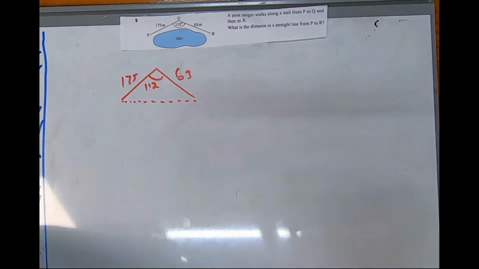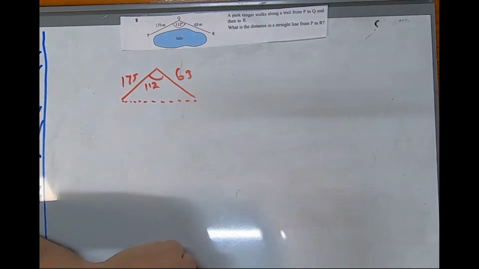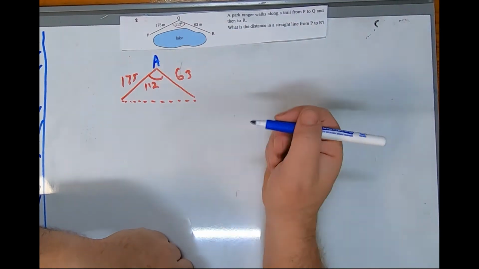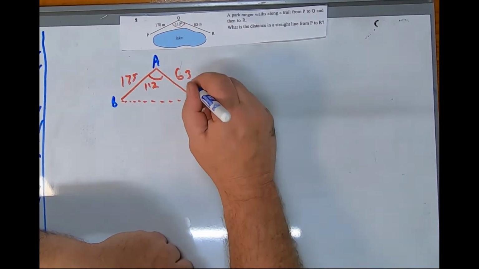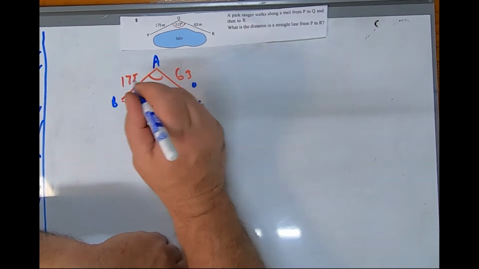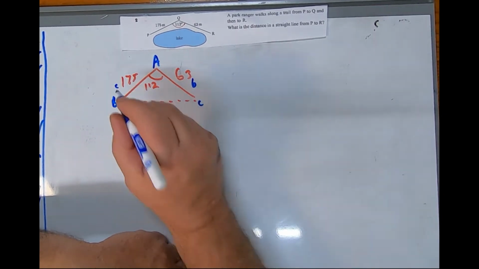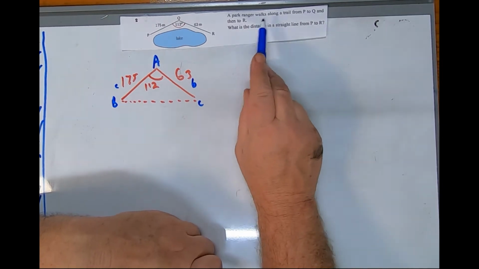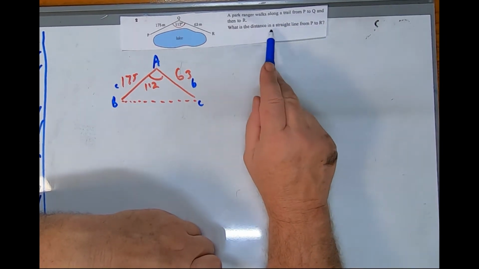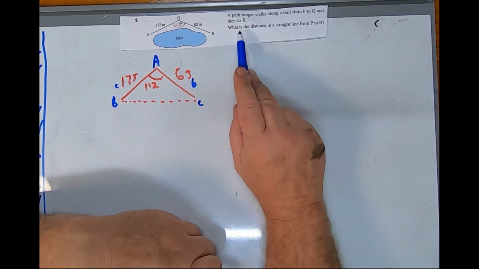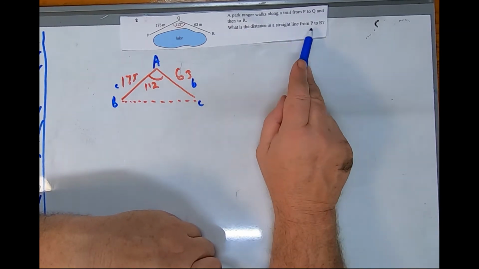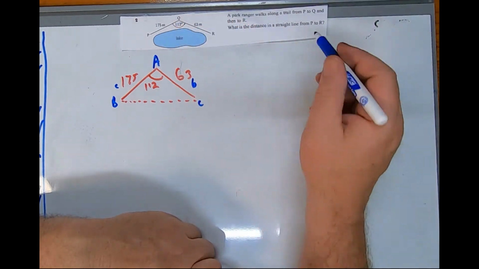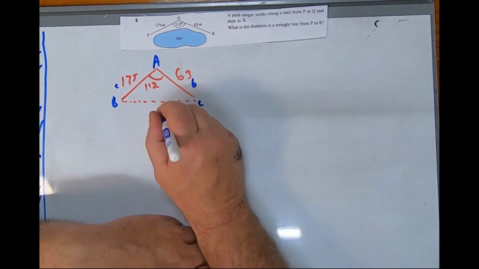Let's have a look. Previous instruction asked me to put the A where the angle is. B, C. That'll do. That's a little B, that's a little C. From P, what is this? What is the distance straight line from? I've got to put the X somewhere. That's why I'm reading the question suddenly. Straight line from P across the river to R. That would be here. That's where the X is.